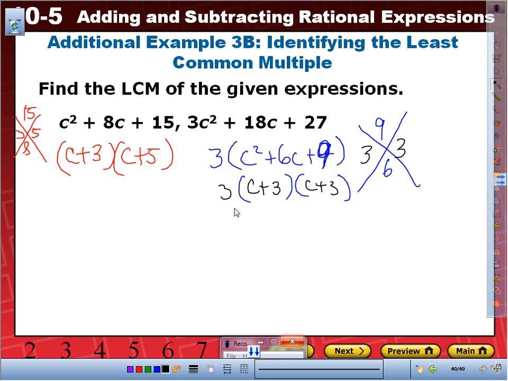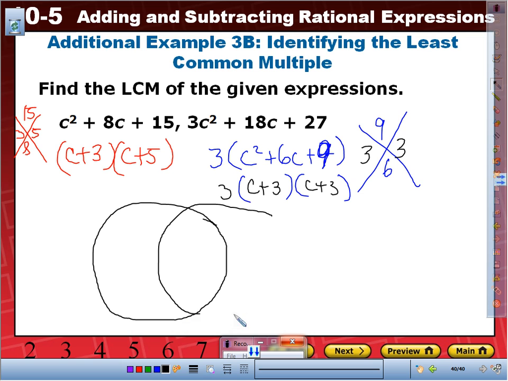So now check this out. I'm going to use my Venn diagram so I can keep organized and I can see it, because some of us still don't see it. What's our GCF here and here? What's the same? c plus 3. That goes in the center. c plus 3.